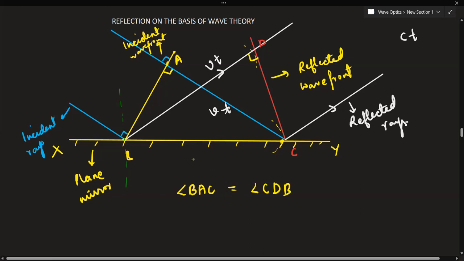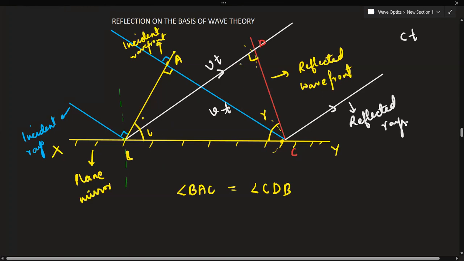Before that, the angle of incidence for the wavefront is this. For the incident ray it is this, but for the wavefront, things get reversed. You consider the angle from the wavefronts with the refracting surface. That's why this is the angle of incidence. Similarly, for the reflected wavefront, this will be the angle of reflection. So this is the angle of reflection, and this is the angle of incidence. So BAC will be equal to CDB.